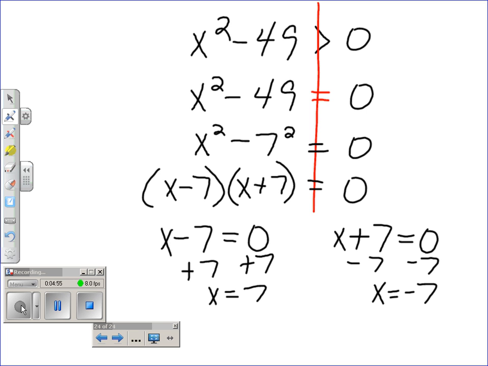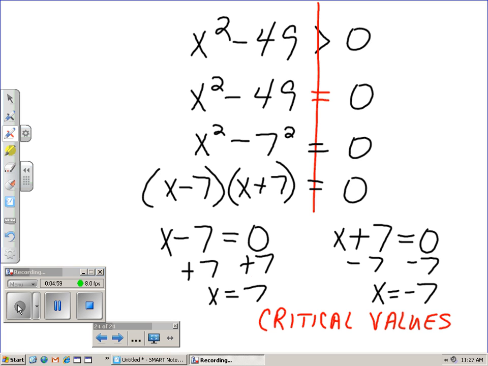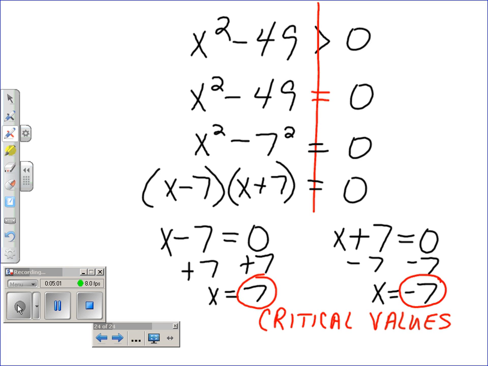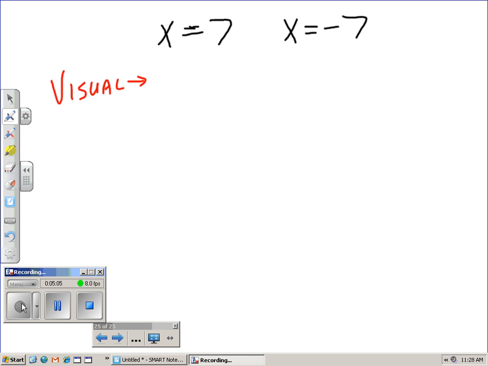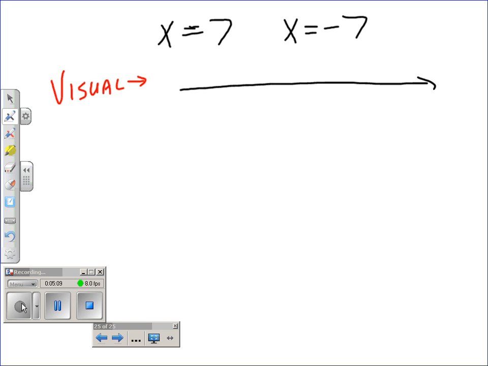And what do we have here? We have our critical values right here and here. Okay, at this point it always helps to make a visual. You don't have to make a graph, but it sure helps me, so I recommend you do it. Put your 2 slashes on there, which splits your number line into 3 segments. We're talking about -7 and 7. Of course, -7 goes on the left because it's lower.